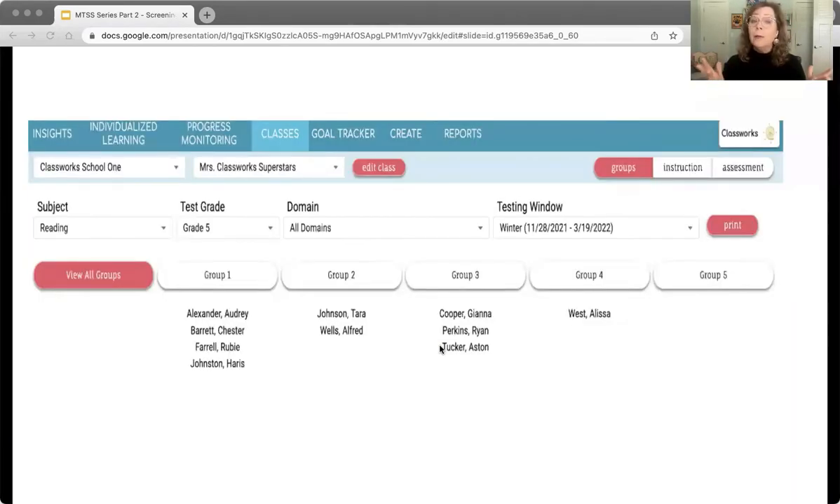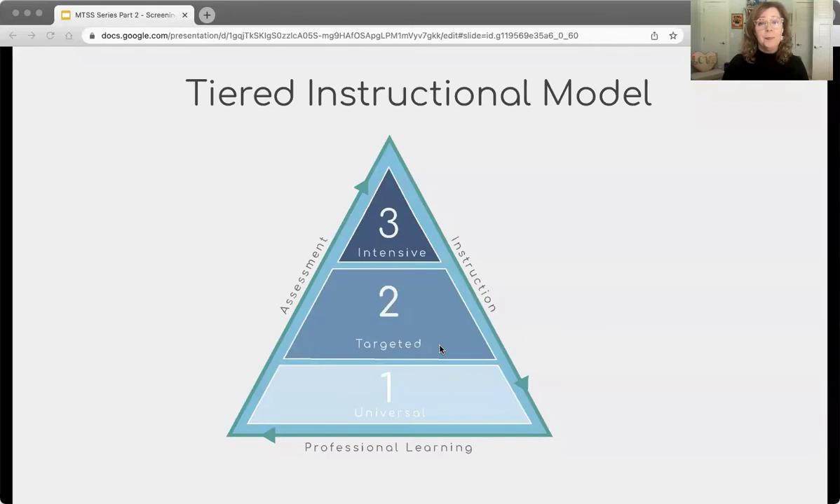So what about the class as a whole? Well, screener data is a snapshot of where every student is ready to learn. Teachers use this data to group students. The data gives the teacher a heads up before entering certain content areas where students will struggle. This allows you to be proactive in analyzing curriculum and adjusting based on student need.